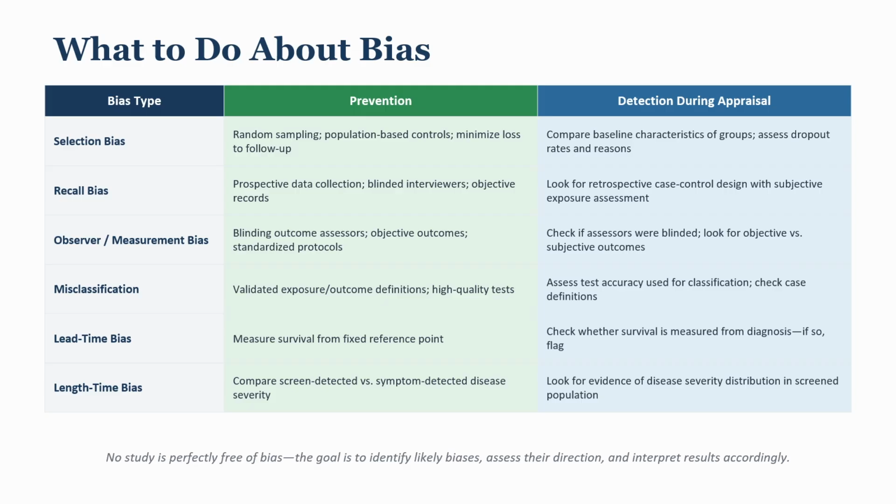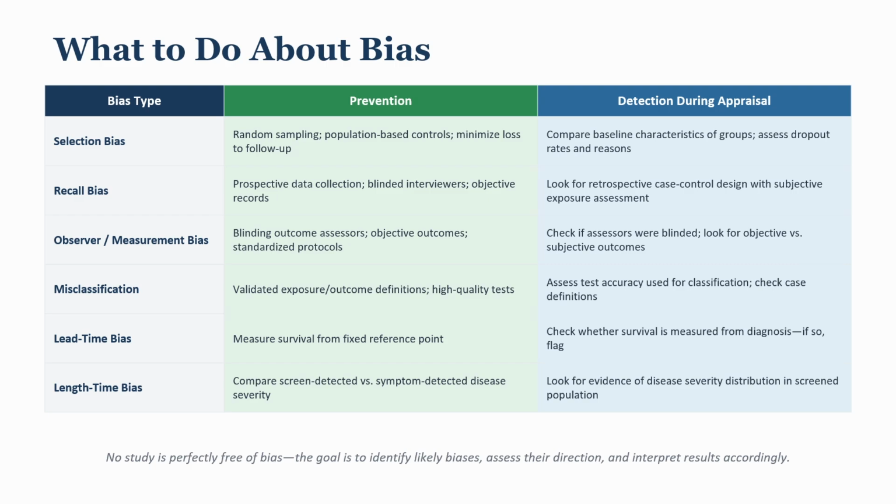During critical appraisal, compare the baseline characteristics of exposed and unexposed groups, or cases and controls. If they look systematically different in ways that are related to the outcome, selection bias is operating. For recall bias, prevention is best achieved by collecting data prospectively before outcomes occur, so recall can't be influenced by knowledge of outcome. If retrospective collection is unavoidable, using medical records rather than owner interview where possible and blinding interviewers to case status reduces the differential recall problem.